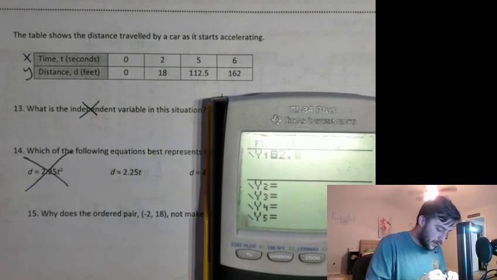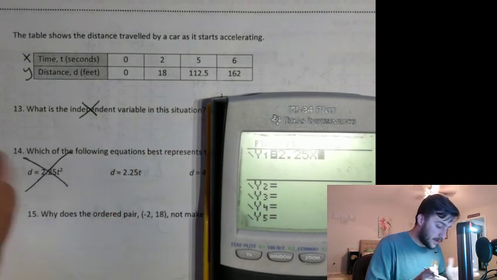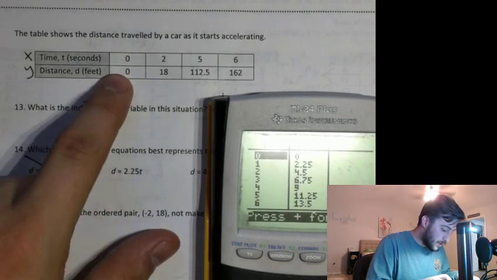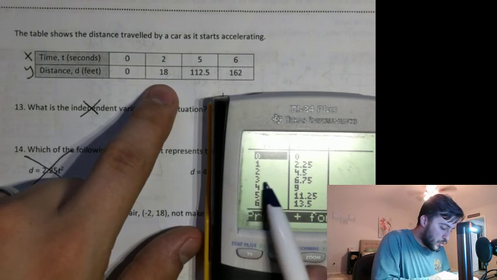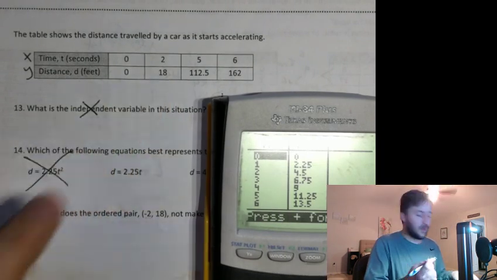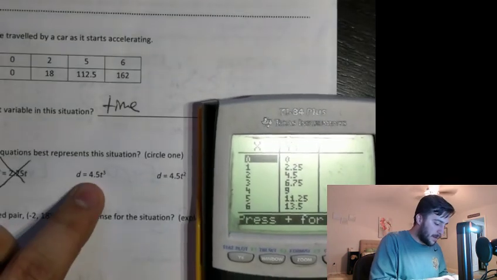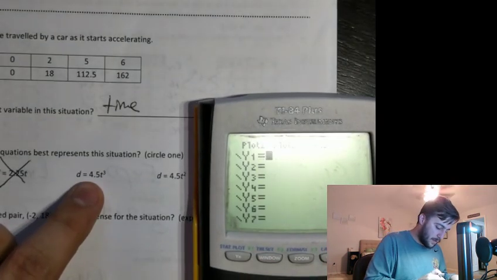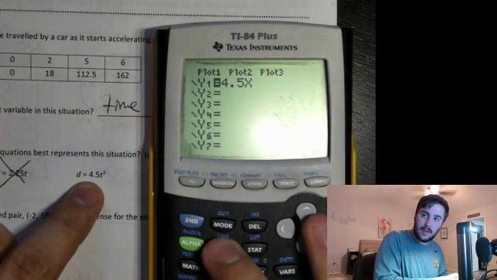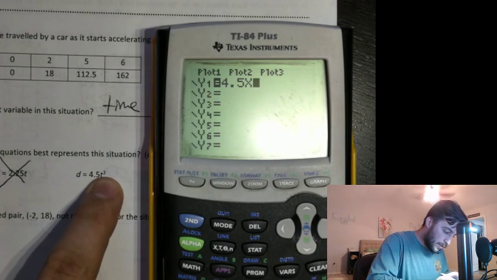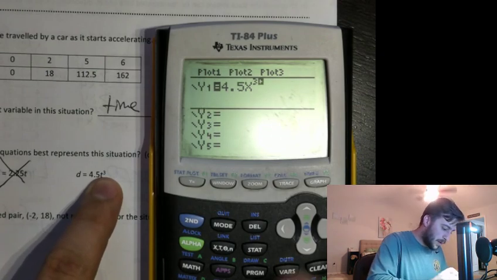We had 2.25 just x, so not squared or anything. Let's see what happens there. 0, 0, that works. 2, 4.5. So no, we got worse. Nope. How about this one? Y equals 4.5x, but now that's cubed. That's to the third power, if you can see that. So I have to raise to the third power.